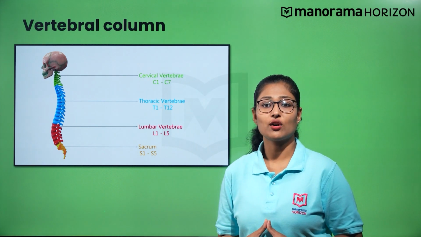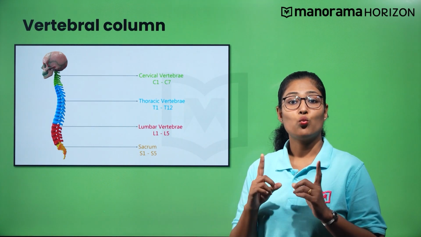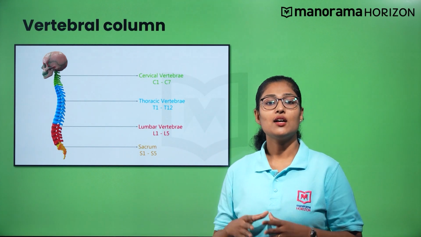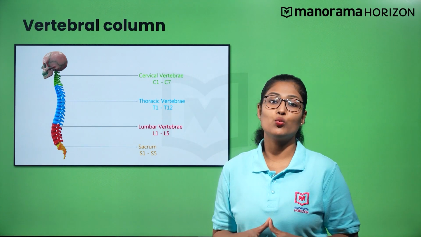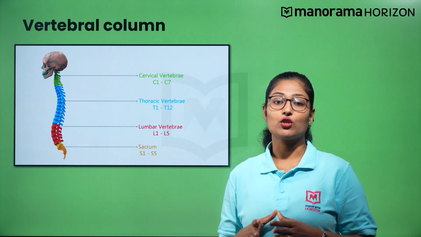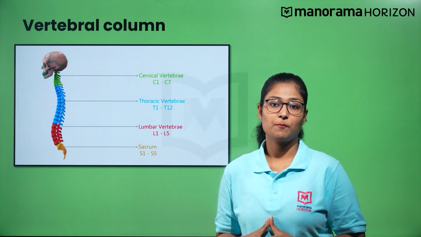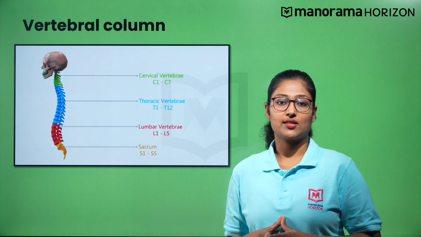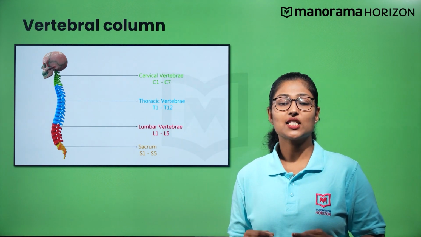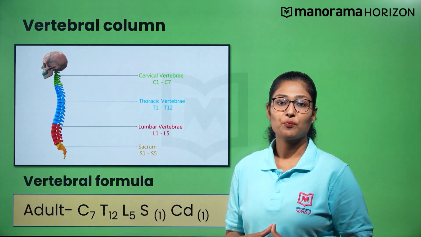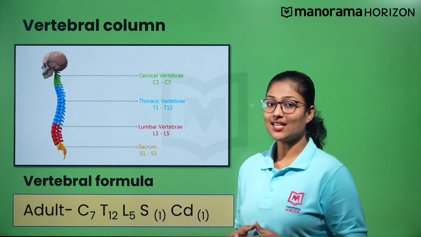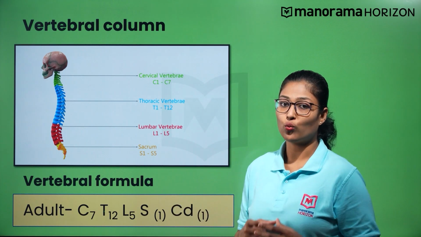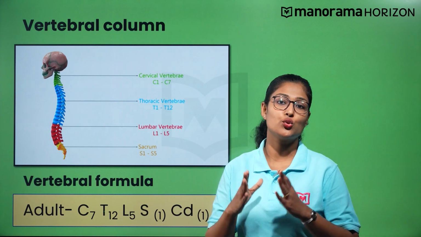The hip region has the sacral vertebrae and has 1 fused sacrum, that is 5 fused to 1. Then comes the tail region, which has the caudal vertebrae and is also a fused vertebra, that is 4 fused to 1. That is the coccyx. It is vestigial in humans. And for easy remembering, let us formulate a vertebral formula. For adults, it is C7, T12, L5, S(5), and Cd(4). The ones given in brackets are the fused ones.